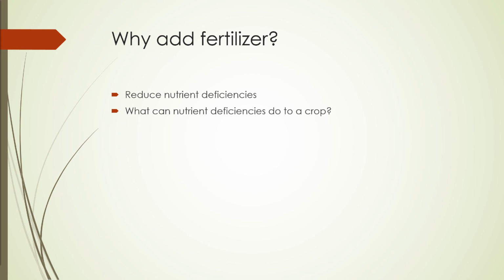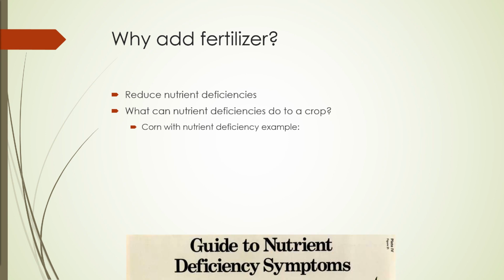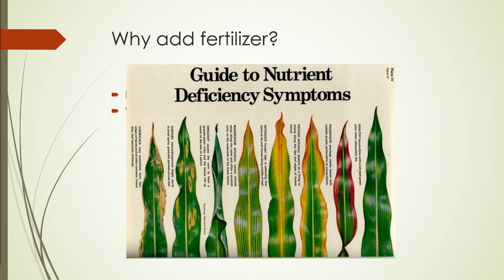So what can a nutrient deficiency do to a crop? Corn with nutrient deficiency, for example, would be affected. To sustain the growth of the world without any growth in the amount of available farmland, we need to strive to push how much we can produce, which would be our yield, on each acre. Our crops require a vast amount of nutrients to produce their yield to its fullest potential.